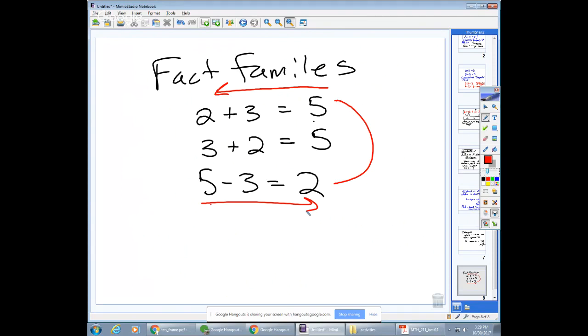What other fact can I pull out of this? 5 minus 2 is 3. So that's kind of like reading this one backwards right there. So 5 minus 2 is equal to 3. So generally, with a group of numbers, we can put them together with addition or subtraction. There's going to be 4 facts total in that family.